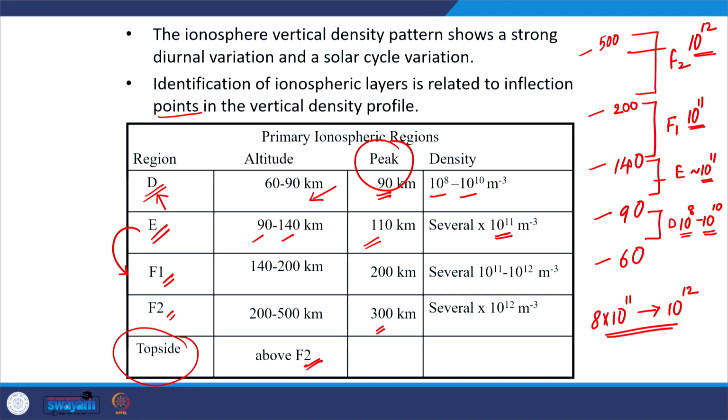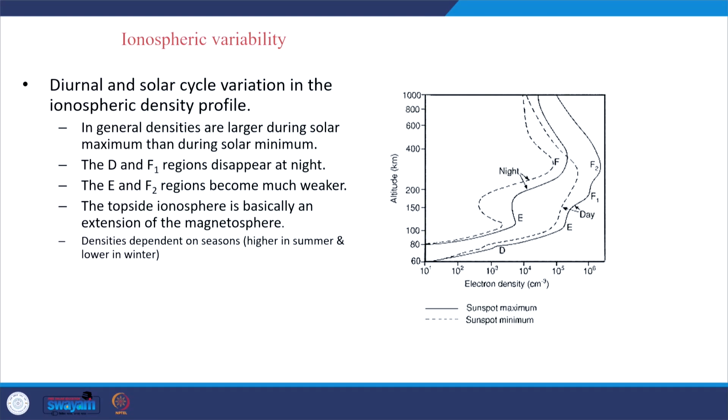So, what have we learned? We have learned how the layers are defined, what is the criteria to define a layer, how many layers exist during the daytime, and how many layers exist during the night time. Okay. So, just one more slide which will offer more insights into the ionospheric variability. Let us go through them.